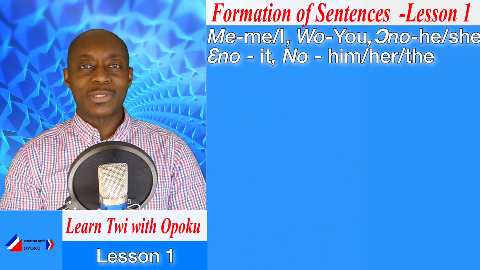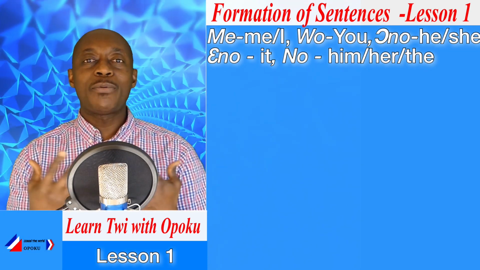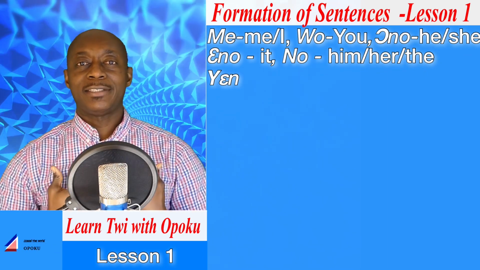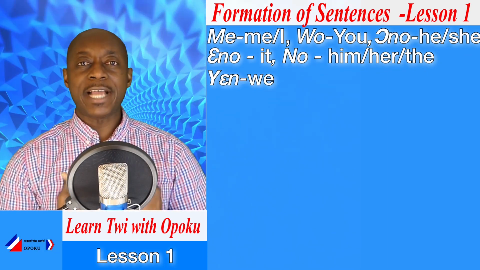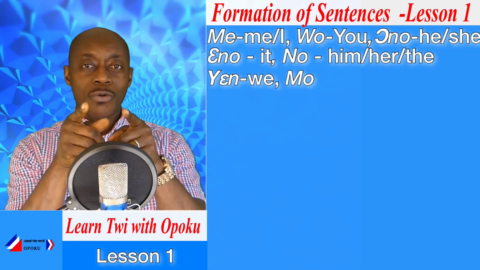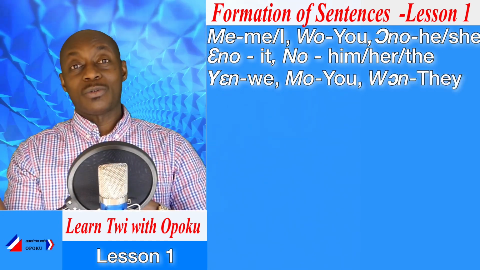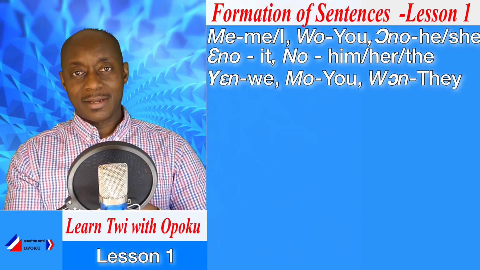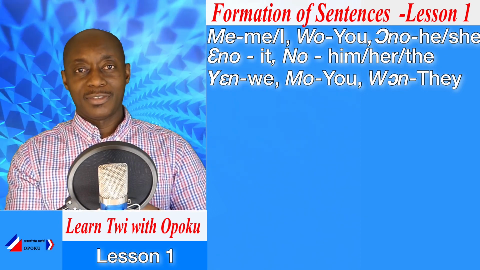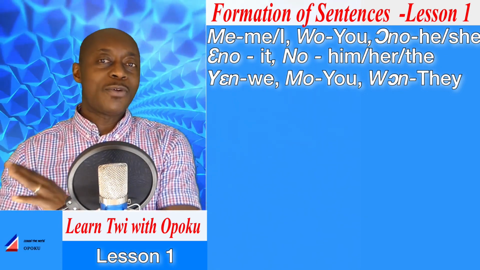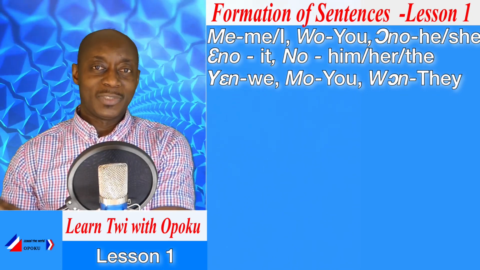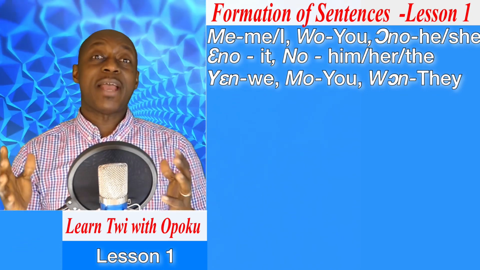And then with the plural pronouns, we have yen. That is what? We. Mo. You, plural. Won. And that is what? They. Good. Let's put these pronouns somewhere. And then let's get some verbs.